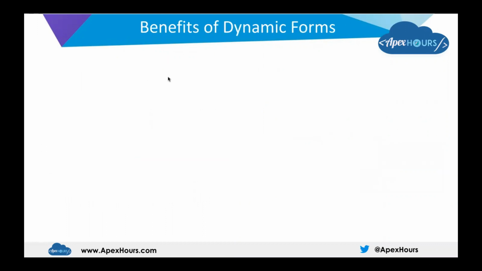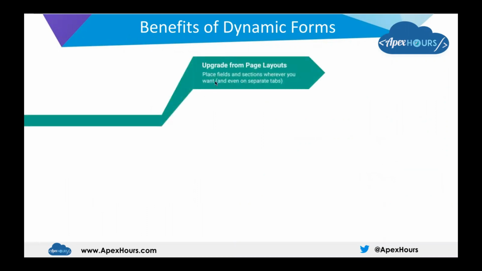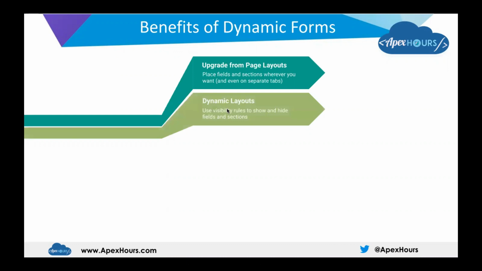So what is the benefit of using dynamic forms? Why should we care about it? The first and foremost benefit is that this is an upgrade from the page layout editor that we have been using all this while. We can place the different sections and fields wherever we want and even on separate tabs, that we cannot do with the page layout. Then we can define the visibility rules to show or hide fields and sections dynamically.